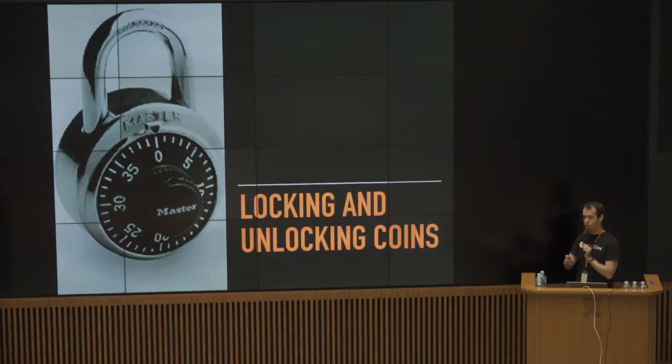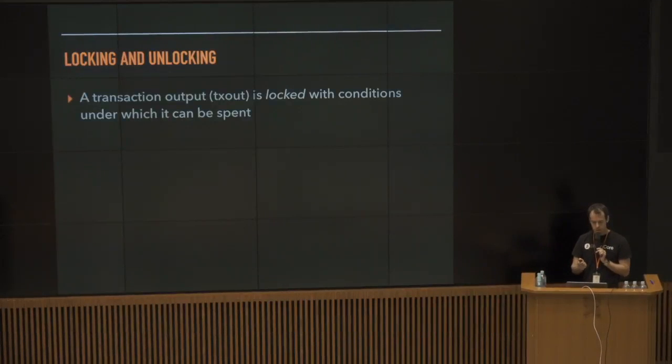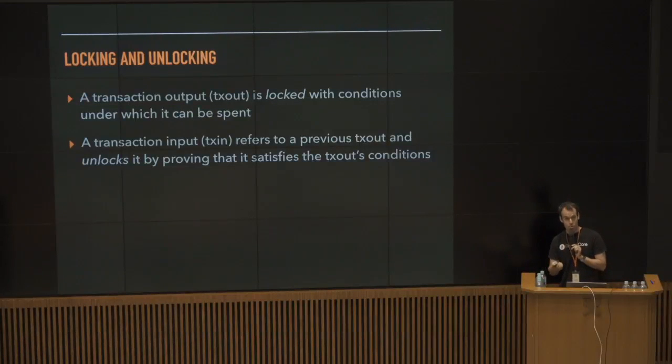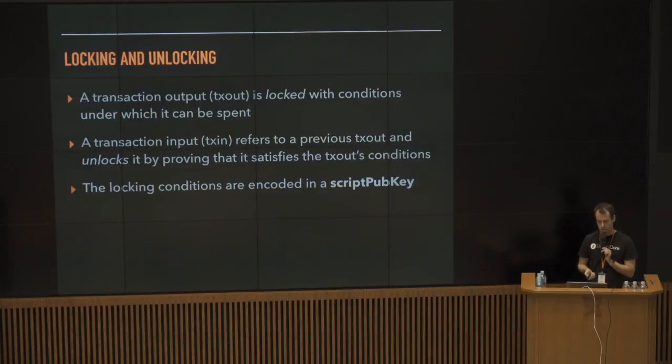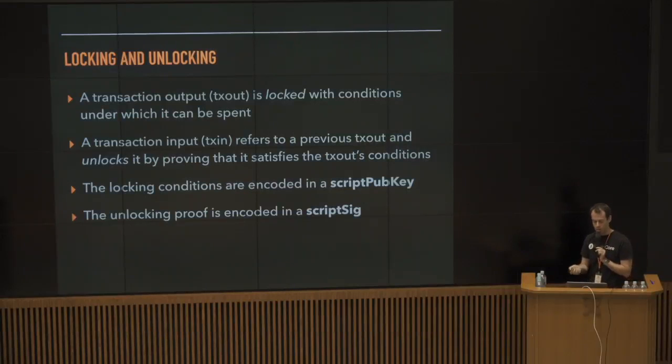Okay, so how do we lock a coin and encumber it with some kind of condition, and how do we unlock it? A transaction output is locked with conditions, and the input unlocks it by satisfying those conditions. The locking conditions are encoded in a script, which we call script pubkey. That's the name of the variable within the source code. And the unlocking proof or conditions are encoded in a script sig.